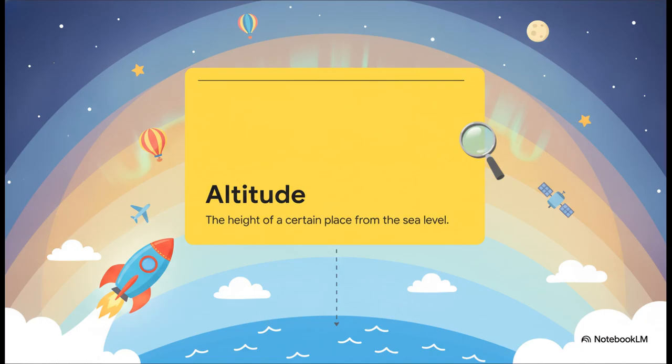Now, to really map out this invisible ocean, we have to track our altitude, which is just the height measured straight up from sea level. As your altitude increases, atmospheric pressure and temperature change drastically. And it's these extreme changes that carve our atmosphere up into distinct, highly specialized layers.